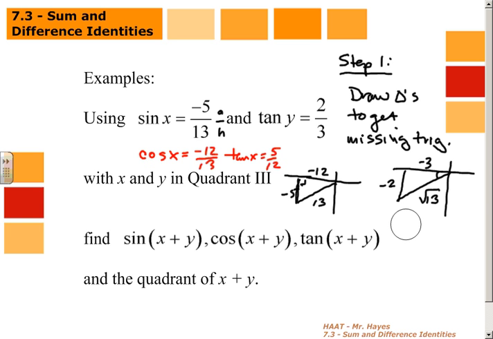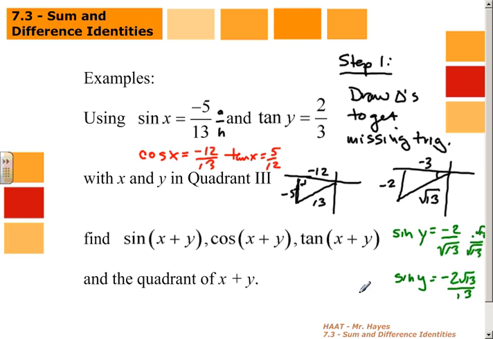I'm going to rewrite just for clarity's sake. So sine of y is equal to a negative 2 over root 13. When we rationalize it, we multiply by root 13 over root 13, and I now have sine of y equal to a negative 2 root 13 over 13.